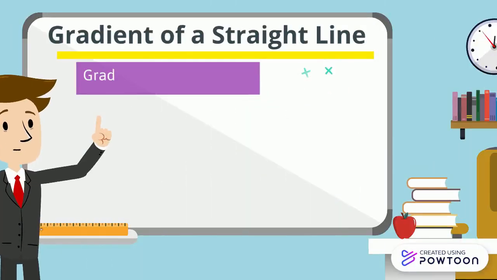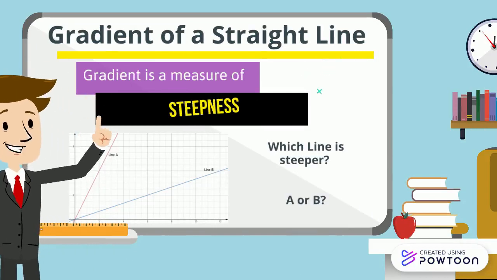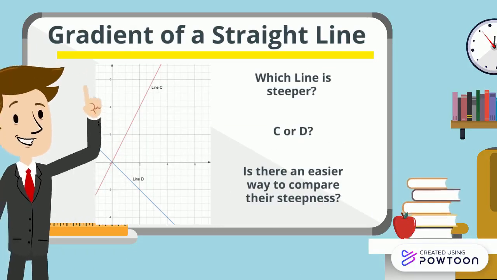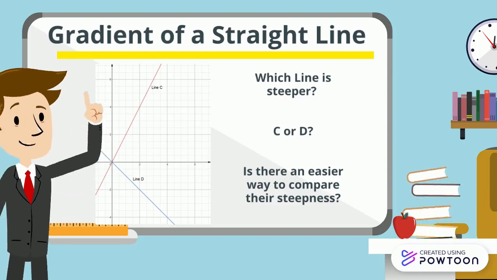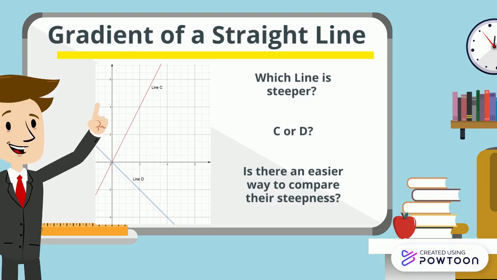Gradient is a measure of the steepness of a line. How do we tell which line is steeper, A or B? Simply by observation, we can see that line A is steeper than line B. However, in some cases, it may be difficult to tell by observation, which is why we have to use gradient.